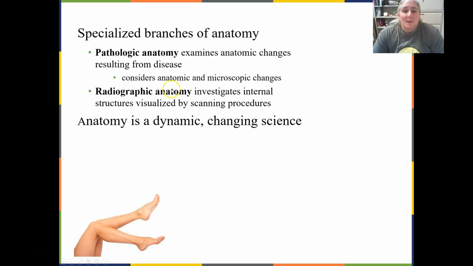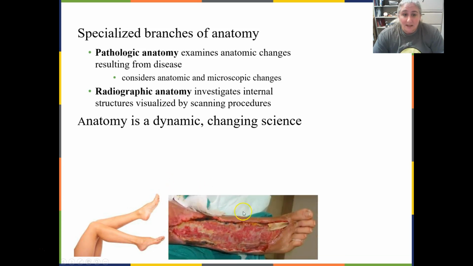More specialized branches of anatomy. You can specialize in pathology. So pathology would be looking at the structure of a healthy organ and then how it changes during disease. Or radiographic anatomy, internal structures we can look at without dissection.